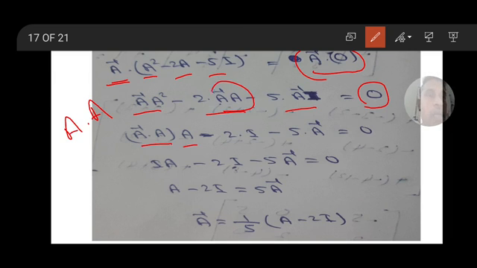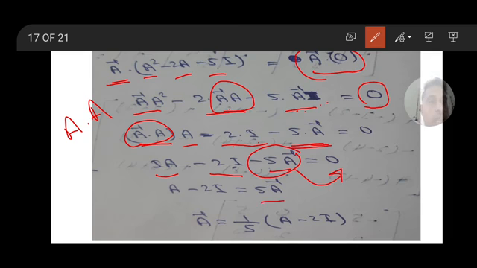A inverse into A equals I, so we get I into A, minus 2 into I. And A inverse into I equals A inverse, so minus 5 into A inverse. This minus 5A inverse on the right hand side becomes plus 5A inverse. I into A equals A, since the identity matrix into any matrix gives the same matrix. So A minus 2I equals 5A inverse.